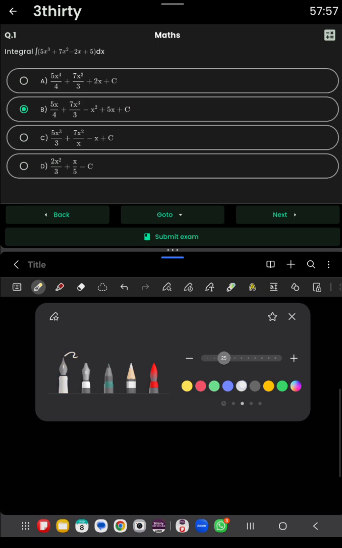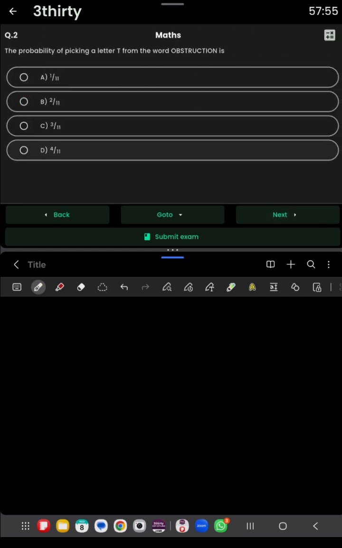Now for the second question, we have probability. What's the probability of picking the letter T from obstruction? So obstruction. We have two T's, 1, 2. And how many letters do we have in total? We have 1, 2, 3, 4, 5, 6, 7, 8, 9, 10, 11.